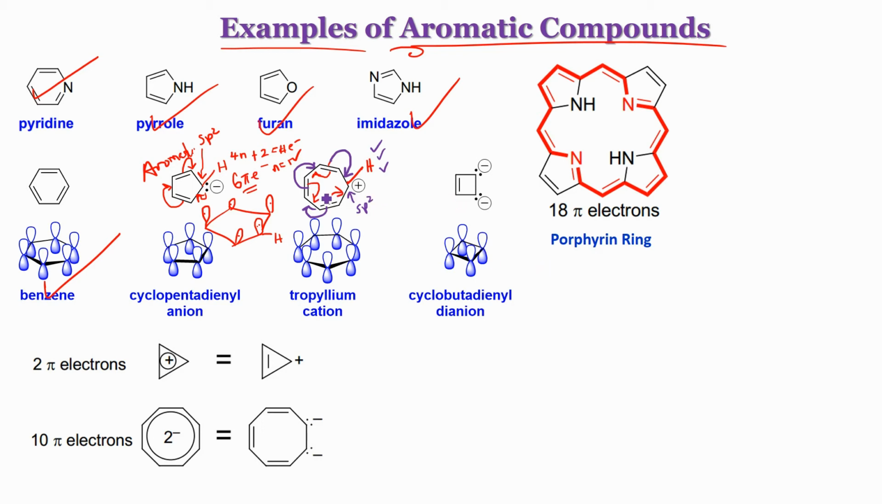And the last rule, I see I have 3 pi bonds, which means I have 6 pi electrons. So if I try to solve for n, it will turn out to be 1. It's not a fraction, so it checks out. Tropylium cation is aromatic.